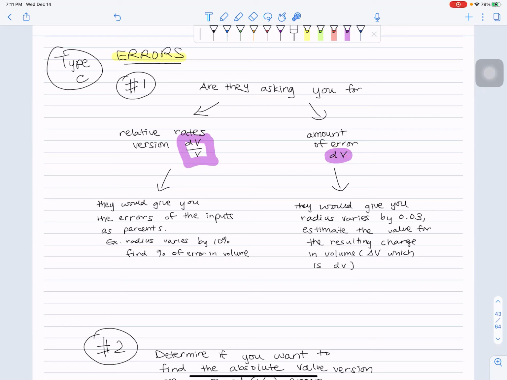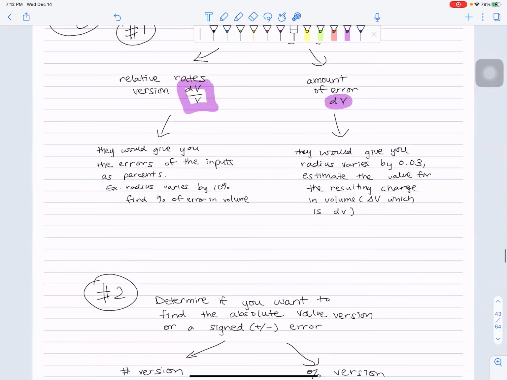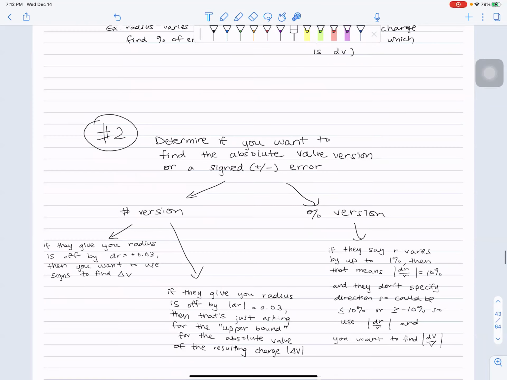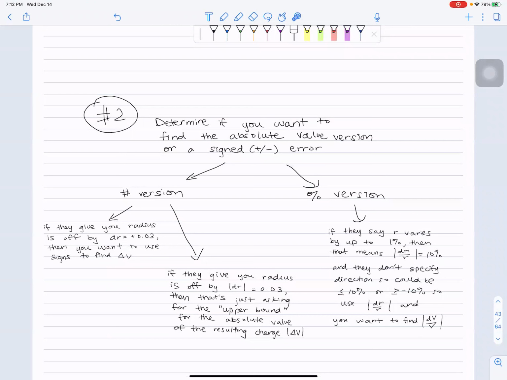Once you've determined which version they're asking for, you can see, are they asking for the absolute value version or the signed version? So if they tell you that some variable varies by 1%, then they're asking for the percentage, and they don't specify the direction. So if they say varies by 1%, it could be 1% greater, it could be 1% less. And so if they don't specify it, then they want you to do the absolute value version for this percentage.